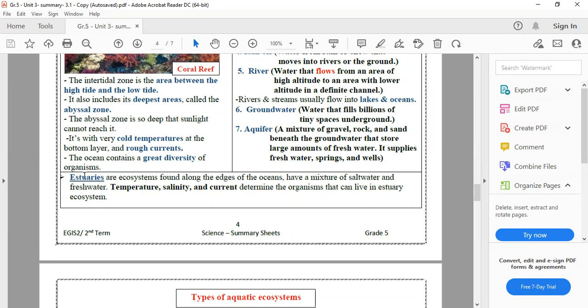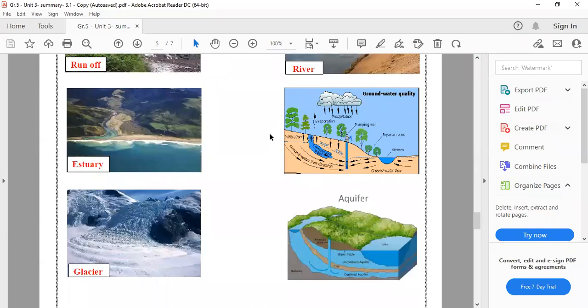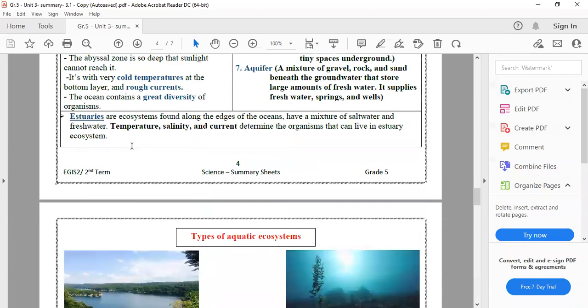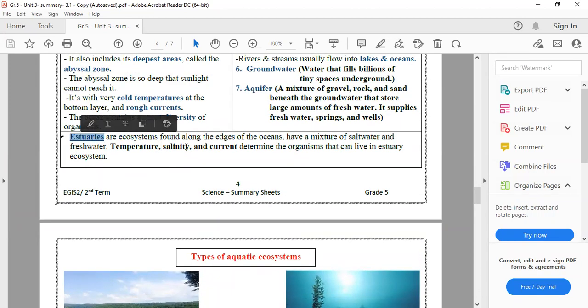And the last one is called the estuaries. Look at this picture right here. This is an estuary, where the river pours into or meets the ocean, a sea, or a lake. So this part has a mixture of fresh water from the river and salt water from the ocean or the sea, right? Estuaries are ecosystems found along the edges of the ocean, with a mixture of salt water from the ocean and fresh water from the river.